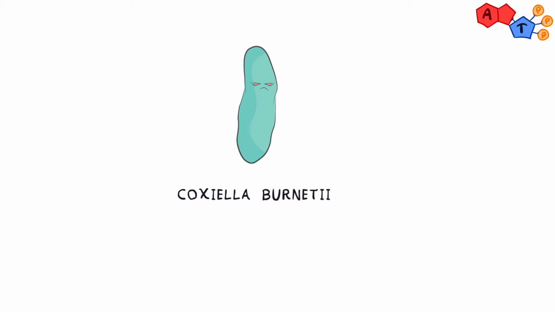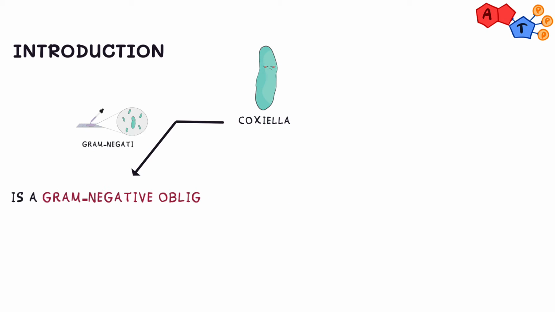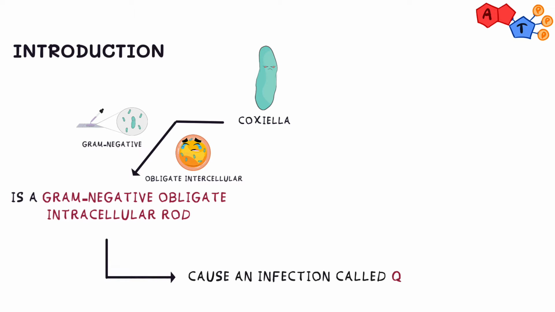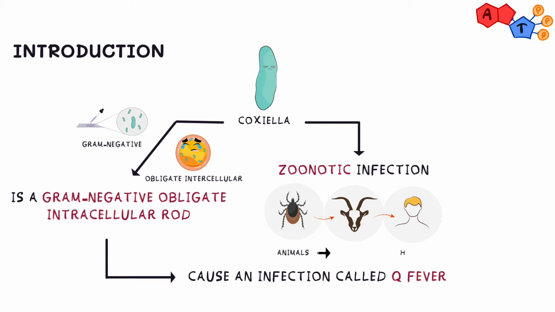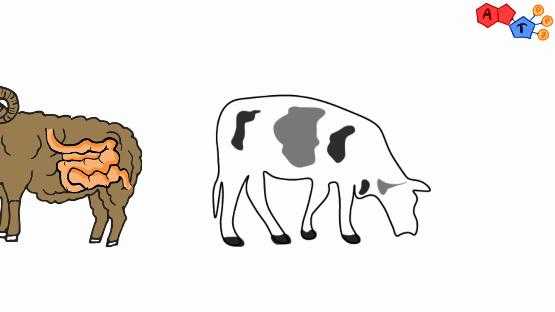Today we'll be talking about a gram-negative bacteria called Coxiella burnetii. Starting with the basics, Coxiella is a gram-negative, obligate intracellular rod. It can cause an infection called Q fever. Coxiella is a zoonotic infection, which means that the disease is transferred from animals to humans. Farm animals are the main reservoir, so think about cows and sheep when Coxiella is mentioned.